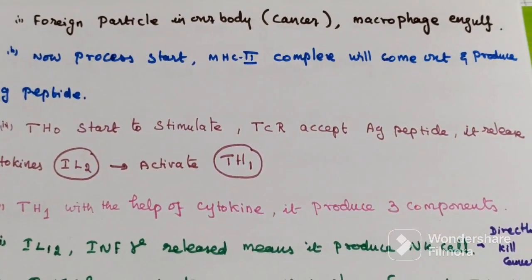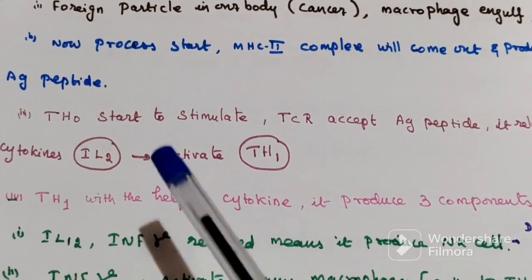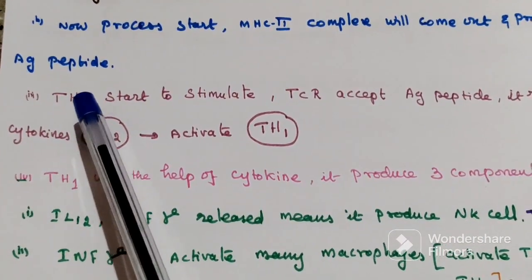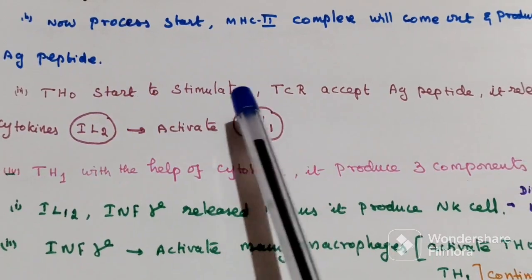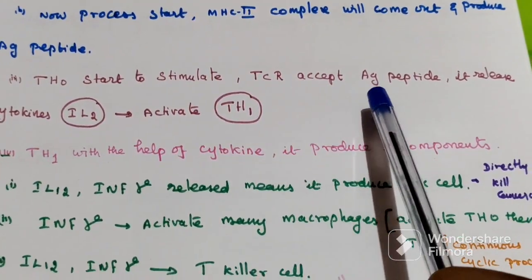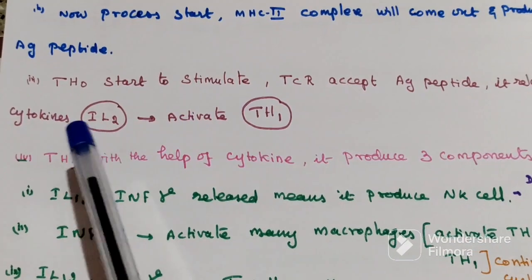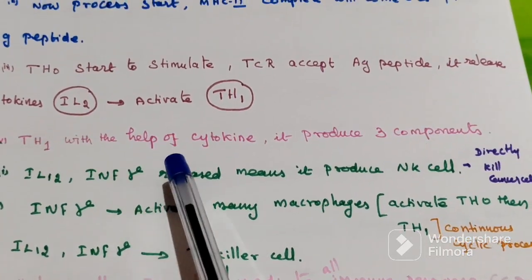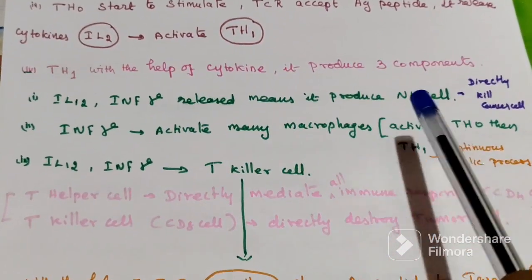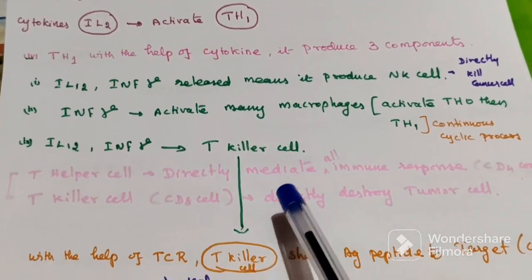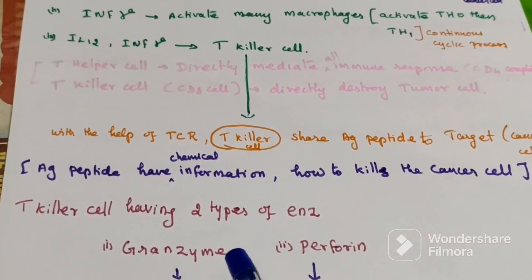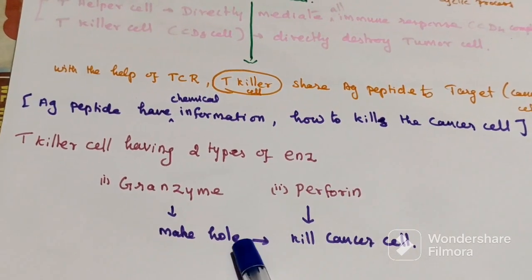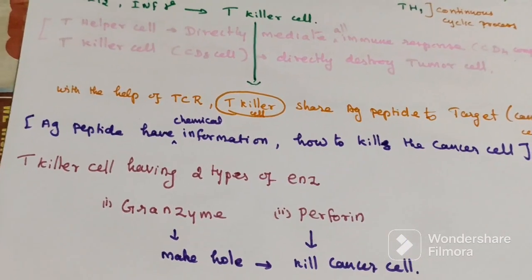So foreign particles in the human body are inhaled by macrophages. Now the process starts. MHC2 complex comes out and produces antigen peptide. At that time T helper cell is stimulated by using T cell receptor and antigen peptide. It releases cytokine interleukin 2. It will activate T helper 1. Then T helper 1, with the help of cytokines, produces 3 components: NK cell, macrophages, T killer cell. These T killer cells produce two types of enzyme, granzyme and perforin. It will make a hole. After that perforin reaches the cancer cell. It will kill the cancer cell.